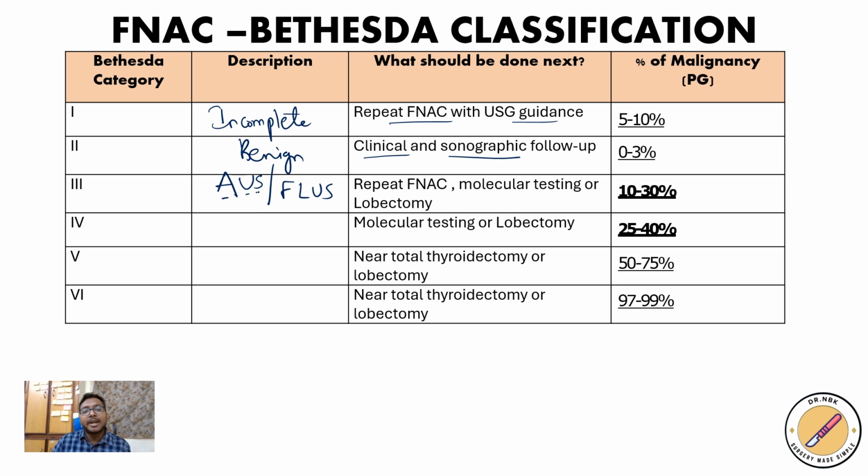Atypia of undetermined significance, follicular lesion of undetermined significance. Whenever you get this kind of a picture, Bethesda 3, you need to go for repeat FNAC. If you are in a sophisticated setup, you need to go for molecular testing. Or if you don't have that facility, you can go for lobectomy.